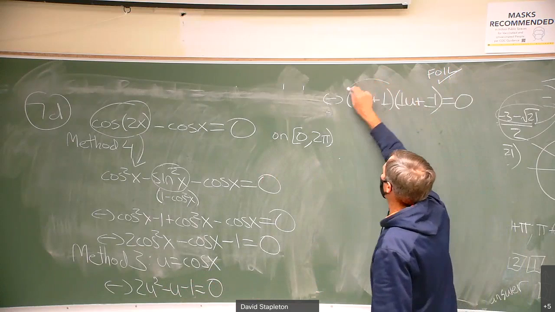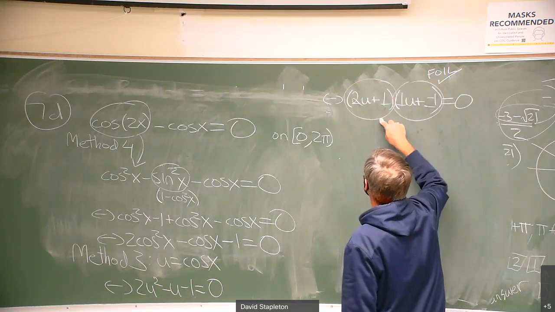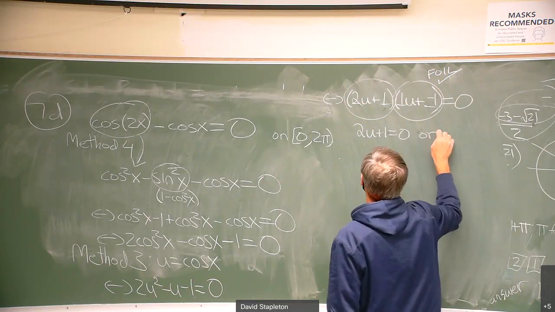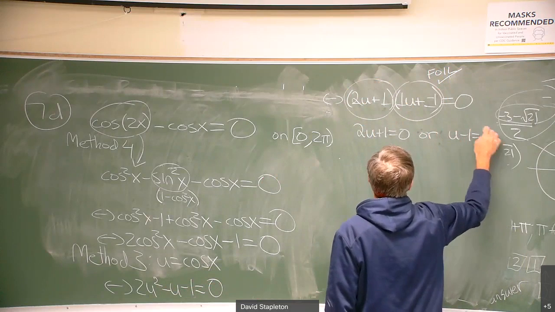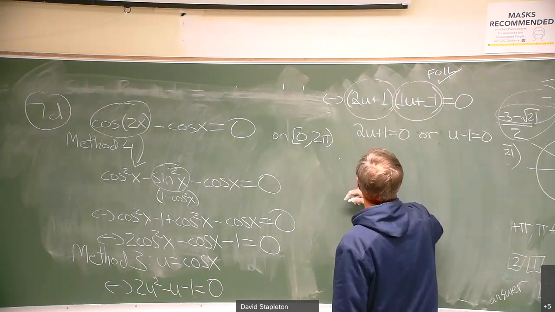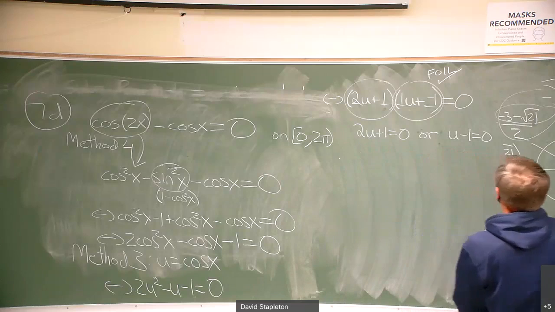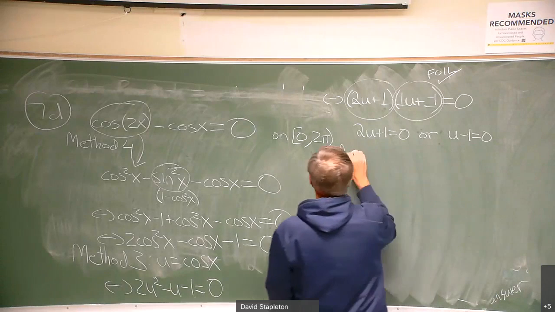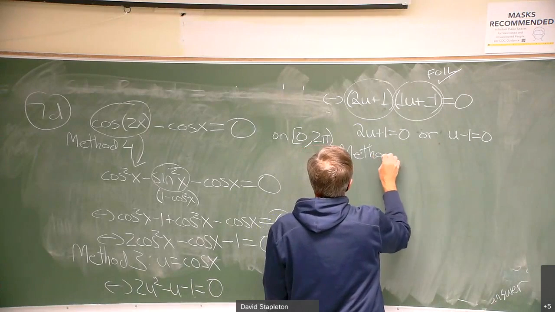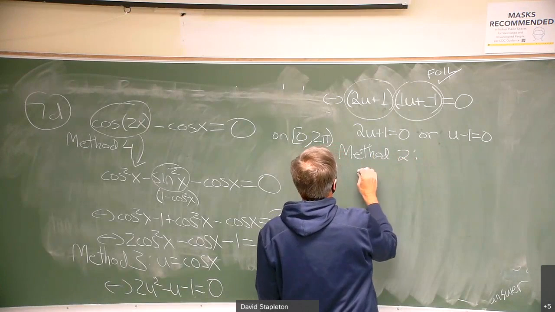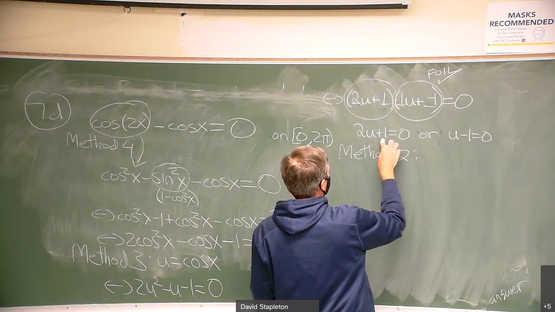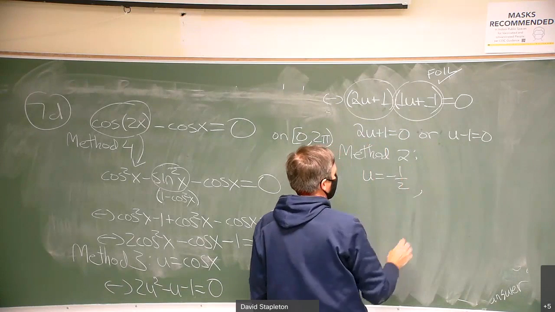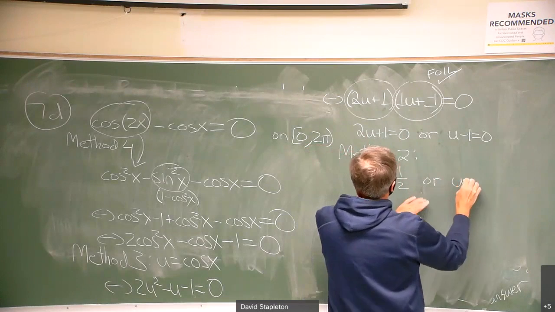Now, if the product is 0, then either 2u plus 1 equals 0, that factor is 0, or the second factor, u minus 1 is 0. Either this is 0 or this is 0. Linear equations, method 2, right? So the factoring reduces it to 2 linear equations. To solve 2u plus 1 equals 0, I subtract 1 and divide by 2 and get u equals minus a half. This looks very much like our last problem, right? Or in this one, I get u equals 1, right?